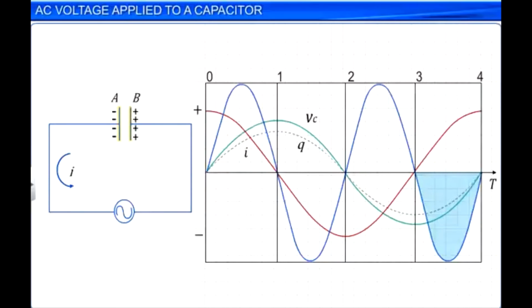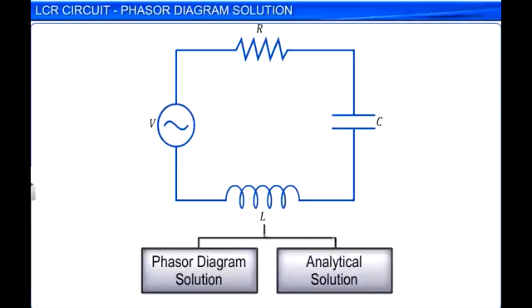This cyclic discharging and charging of the capacitor, or more precisely, its conducting plates, in reverse polarities keeps taking place as long as AC current is established in the circuit. And the phase relation between current and voltage of an LCR circuit can be determined using two methods, namely the phasor diagram solution and the analytical solution. In this module, we shall study the phasor diagram solution.